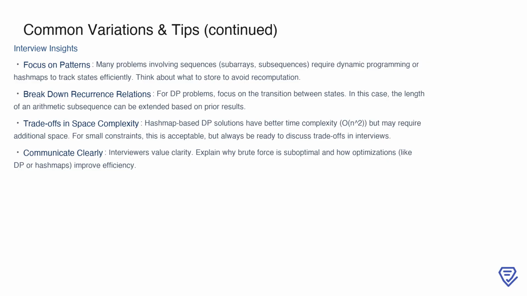Another important consideration is space complexity. While hashmap-based DP solutions are efficient in terms of time complexity, achieving n squared, they do require significant memory. For smaller constraints, this trade-off is often acceptable, but in an interview setting, you should be prepared to discuss the implications and potential alternatives. Lastly, clear communication is critical. Interviewers value candidates who can articulate why brute force is suboptimal and how optimizations, such as dynamic programming or hash maps, lead to better results. Explaining your thought process clearly can often be just as important as the solution itself.